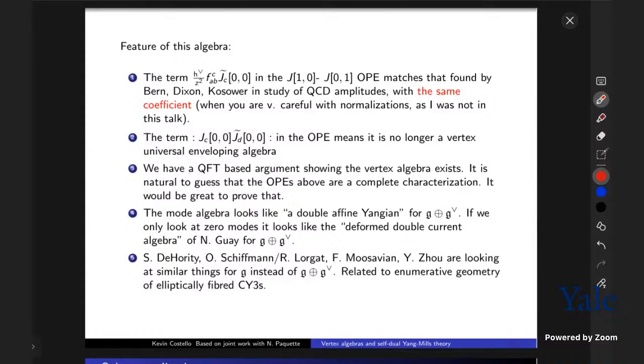This kind of vertex algebra is not that dissimilar to things people have studied in other contexts. Like people have looked at the affine Yangian. It looks a little bit like a double affine Yangian. There's also an algebra studied by Nicolas Guay, and it's a bit like that, but with an extra loop. And other people, Dorey, and I think partly joint with Schiffmann, Rapcak, Soibelman, and Yan, were looking at similar things, but just for G instead of G plus G dual, for totally different reasons. They were studying the enumerative geometry of certain elliptically fibered Calabi-Yau threefolds.